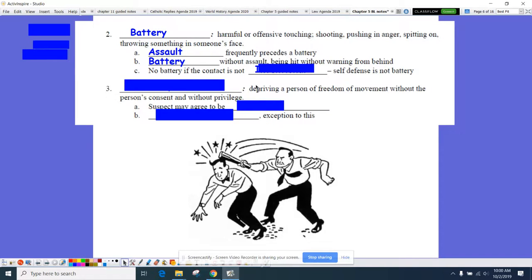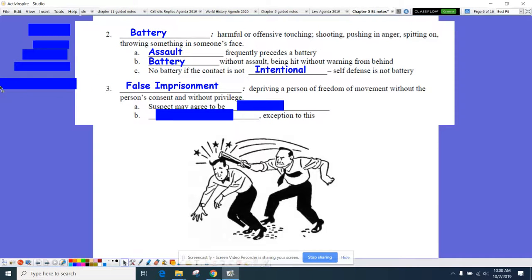All right. Battery without assault would be like being hit without any warning from behind. Sometimes that can happen. But there is no battery if the contact is not intentional. In other words, self-defense is not an example of battery. If somebody takes a swing at you and you put your fist up and punch back and you injure someone, that would not necessarily be an example of battery. But you have to prove who threw the first punch.